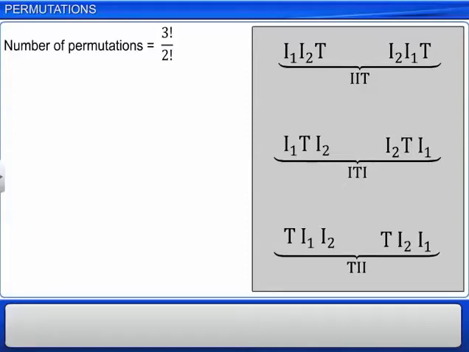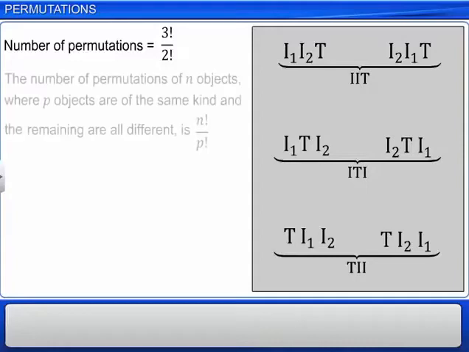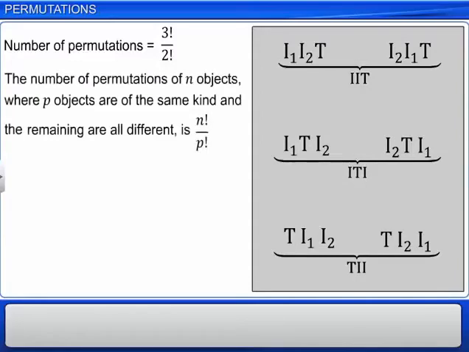We can generalize this in the following manner. The number of permutations of n objects, where p objects are of the same kind and the rest are all different, is equal to n factorial divided by p factorial. In this example, the number of objects is equal to 3. The number of objects being repeated is 2.